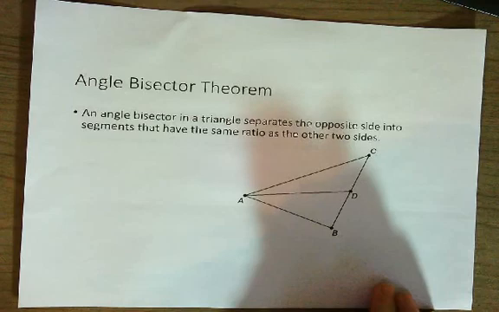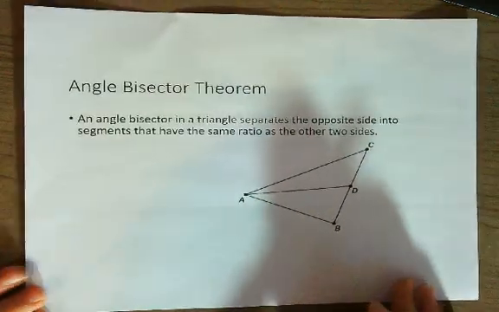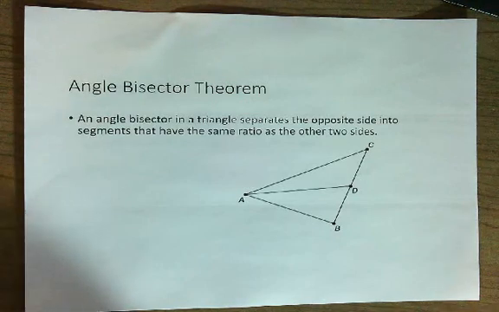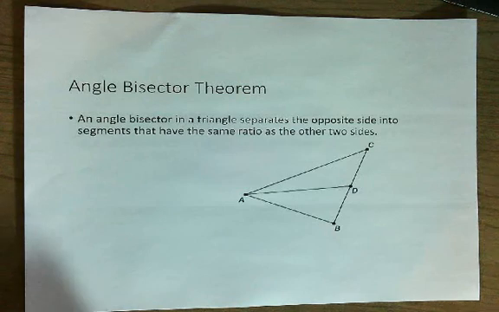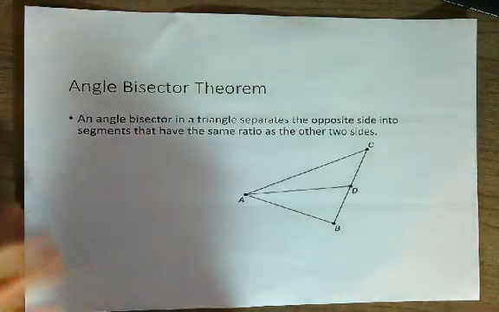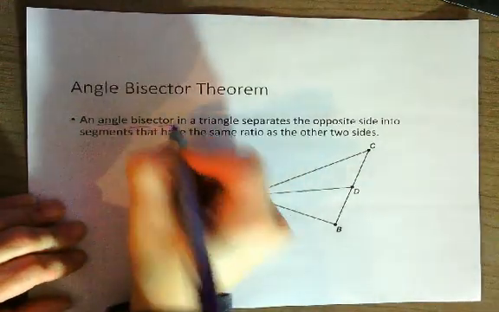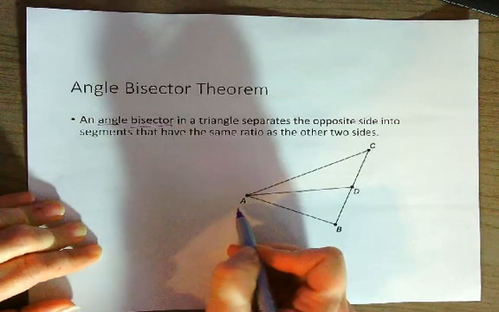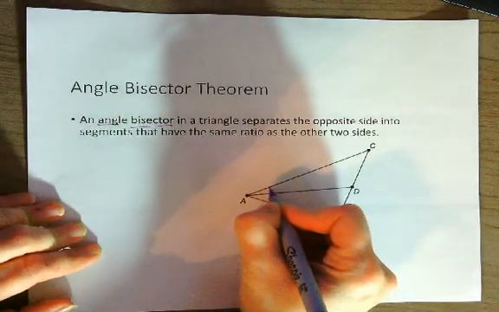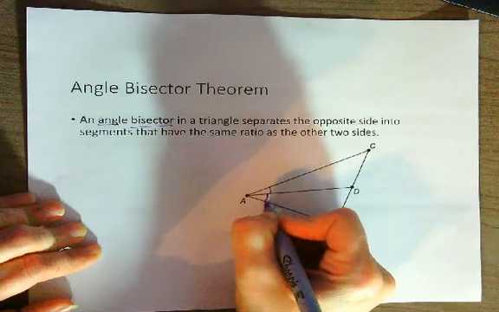Alright, the third theorem is the angle bisector theorem. And this states that an angle bisector in a triangle separates opposite sides into segments that have the same ratio as the other two sides. Okay, so a couple things. First, an angle bisector. That means that segment AD is bisecting this angle into two equal parts.